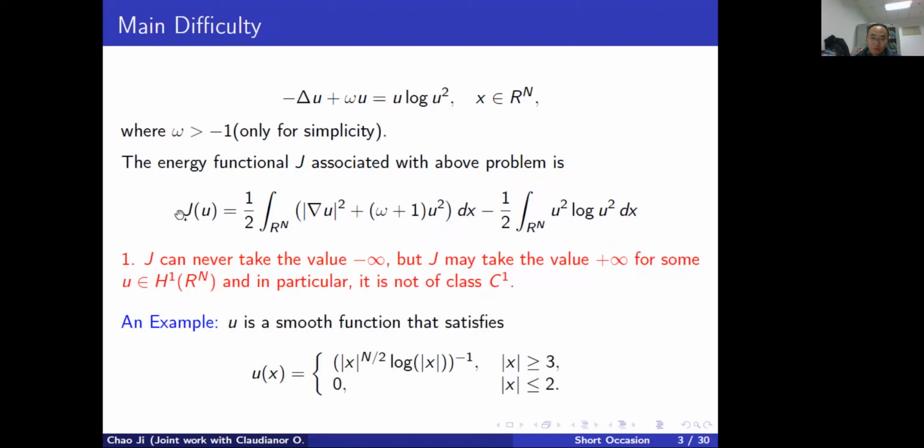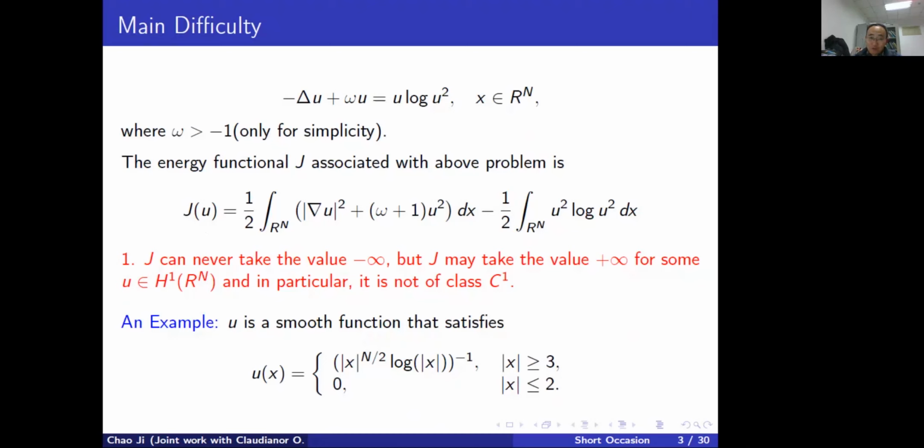What's the point if this functional is not C1? What kind of difficulty do we have to face? Because if the functional is C1, we can construct a pseudo gradient field, which is locally Lipschitz, so we can construct a deformation. This is very important for classical critical point theory. But this functional is not C1, so we cannot do that kind of thing.